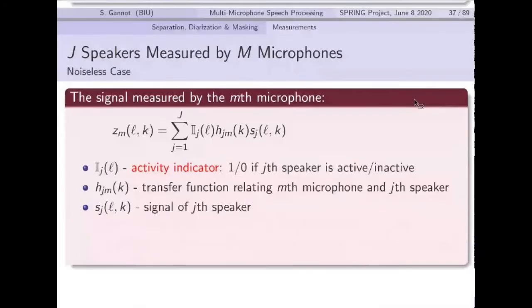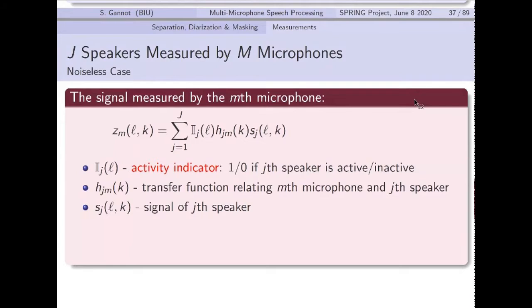So let's go to a mathematical model. I start with a noiseless case. Of course, there will be noise in our environment, and I will discuss it a bit later. But most of the concepts can be explained in an easier way while talking about the noiseless case. Afterwards, we'll add the noise, and we'll see what the consequences of adding the noise are.